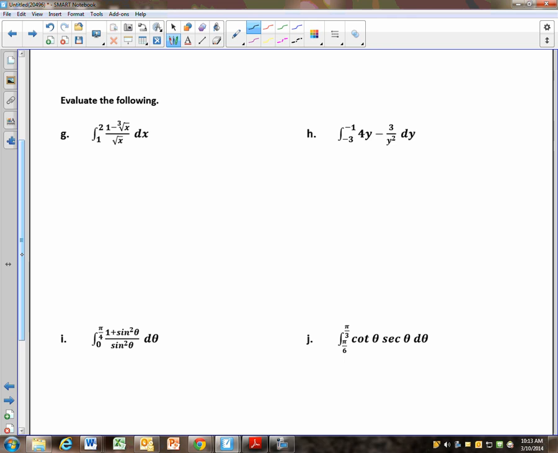Very good. So Emma's got an idea. She wants to put x to the 1/2 on top, but to the negative 1/2, and then distribute it. Here's another way to think of it. We can rewrite this as the integral from 2 to 1 of 1 over the root of x minus the cubed root of x over the root of x dx.